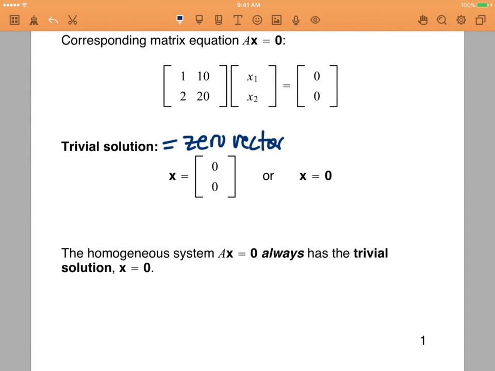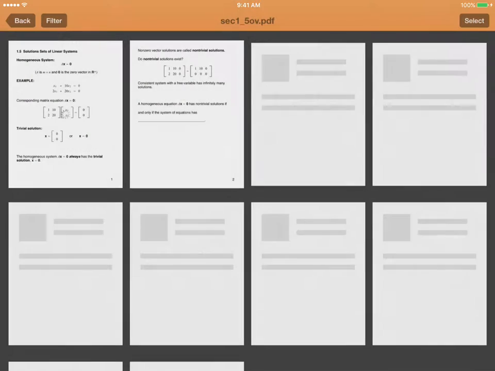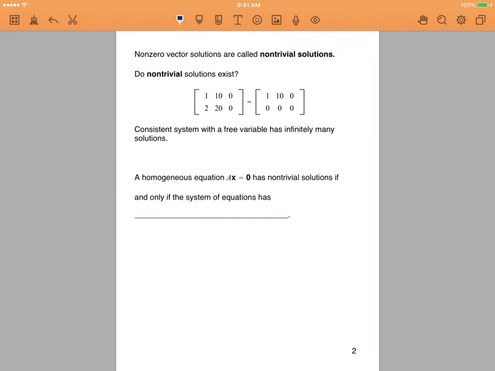So the real question is, are there any other solutions? Just to recap, in the usual 3 cases, our options are no solution, one solution, or infinitely many solutions. In a homogeneous system, you never have the no solution option. There's always 0, and the question is whether there is just the 0 vector, or infinitely many solutions. The non-zero solutions are called non-trivial solutions, so we want to know if non-trivial solutions exist.